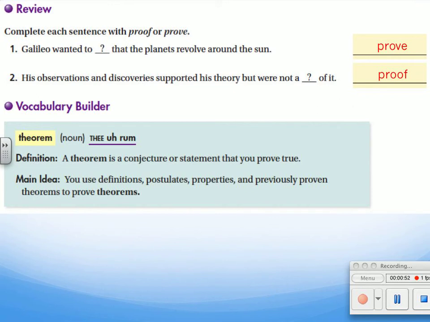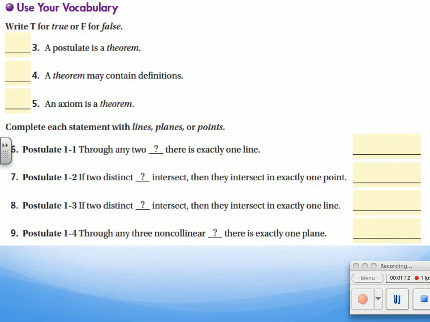Our word for this weekend's lesson is theorem. A theorem is a conjecture or a statement that you prove true. Once you have proved it to be true, you can use it to prove other theorems in the future. So once a theorem is proven true, you can use it to prove theorems that follow.